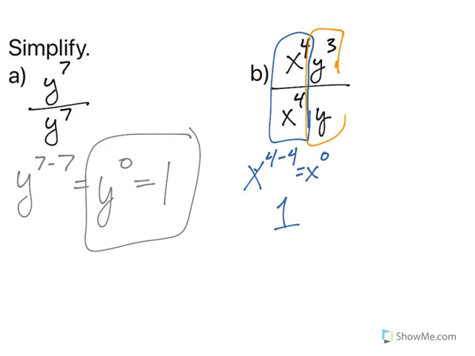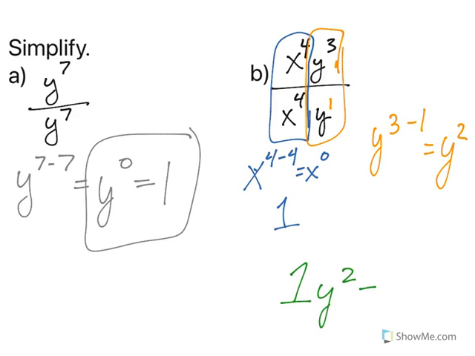Then I look at my y's. I have y to the 3rd over y. Remember, if there's no exponent, it's automatically a 1. So y to the 3 minus 1 gives me y squared. So my final answer is 1y squared, or just y squared.